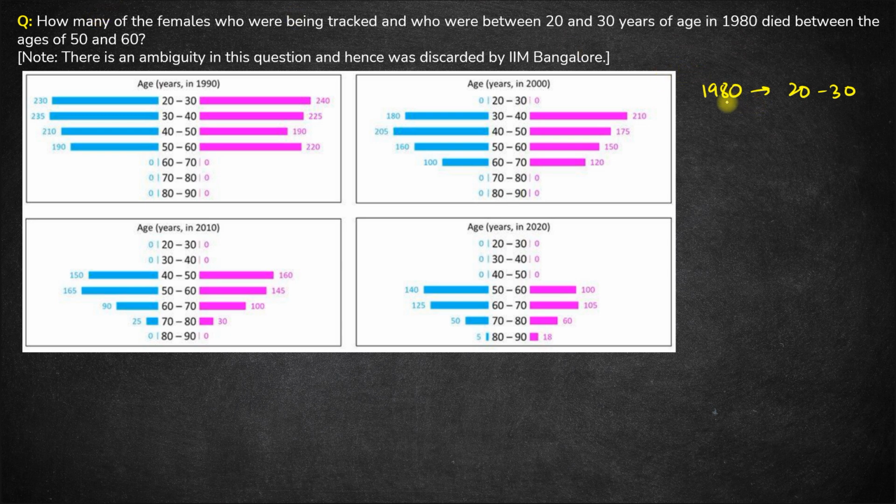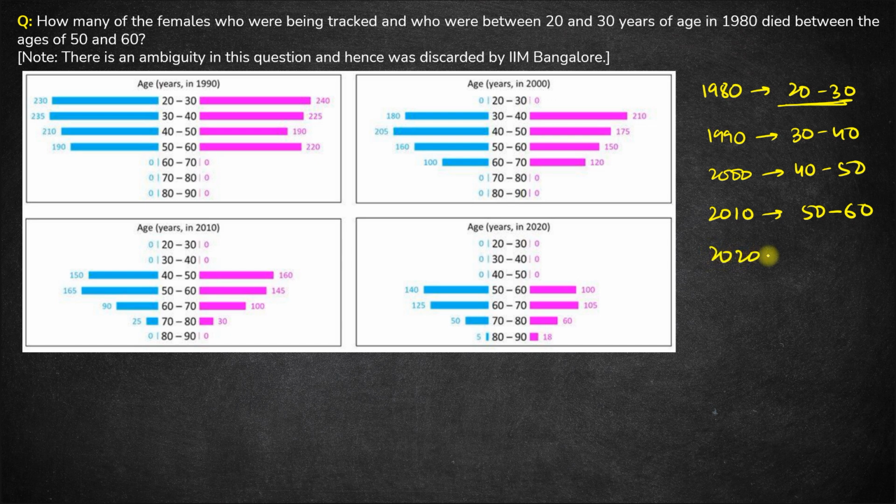Whoever was in this age bracket would have been, in 1990, in the age bracket of 30 to 40. In 2000 would have been in the age bracket of 40 to 50. In 2010 would have been in the age bracket of 50 to 60. And in 2020 would have been in the age bracket of 60 to 70. Fine.